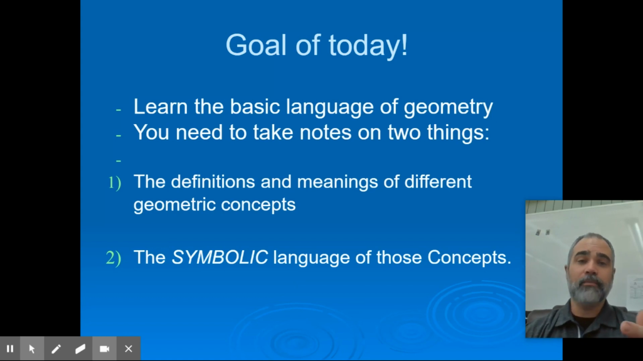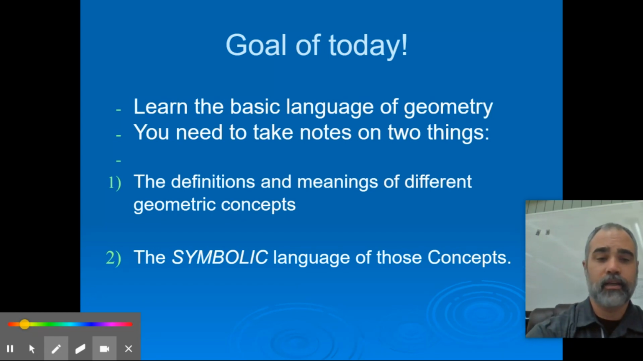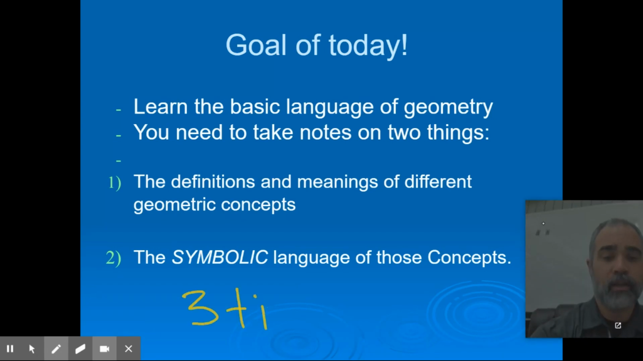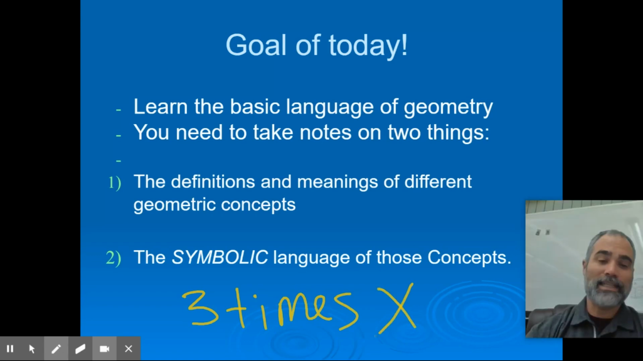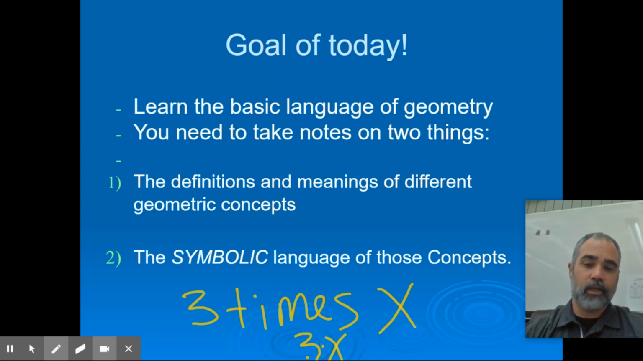The other thing you're going to need is the symbolic language. So when we're in geometry, I'm not going to be writing these super long words all the time. What I'm going to be doing is I'm going to be using symbols. So for example, in math, we have all kinds of symbols for all kinds of things. I don't write out something like, 3 times x. I don't write that. Instead, what I write is 3x or 3 times x. There's a symbol that represents everything that we're doing. So what I want you to learn is the symbol for all of these geometric things and the definition in your own words.